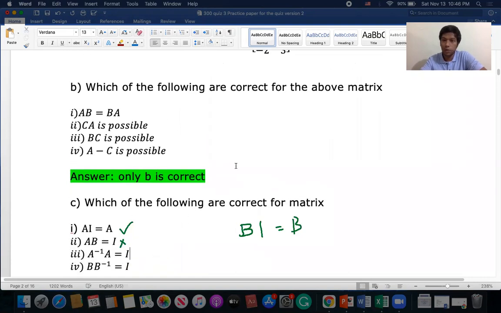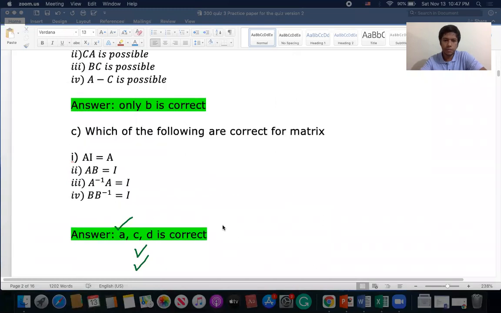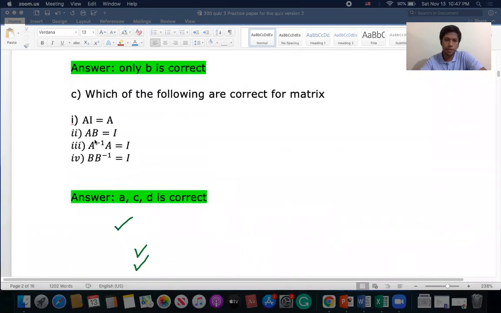So this is possible. When they are inverse of each other, this is the proof. Actually, to prove that they're inverse of each other, we can just multiply inverse A and B, and then A into A inverse. That way also we can do that. So here we have the first one correct, this one correct, and this one also correct. A, C, D is correct.